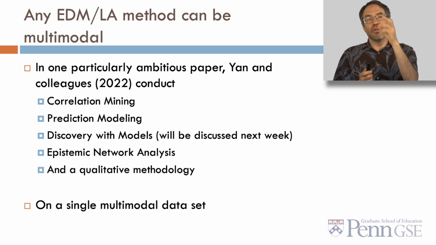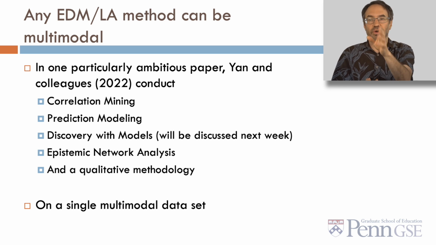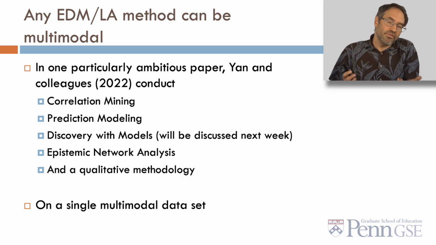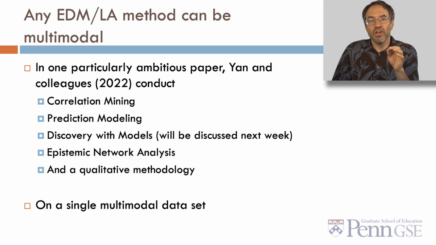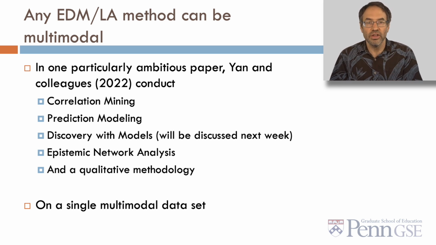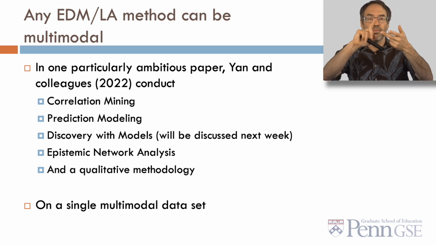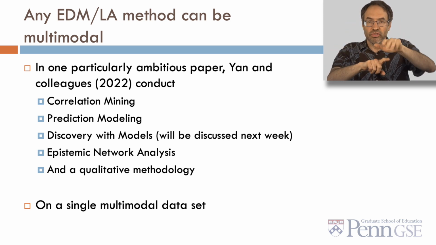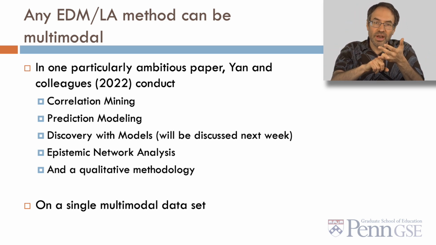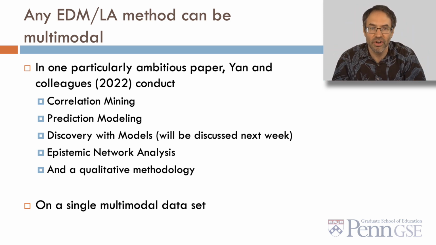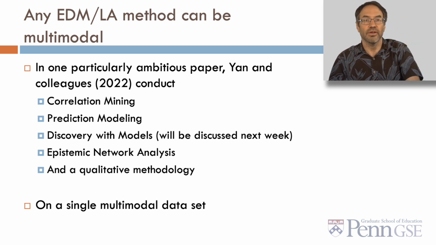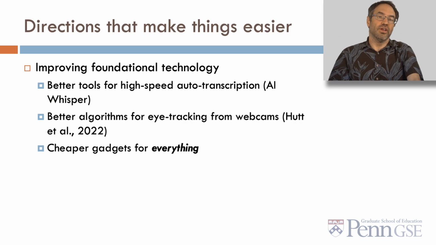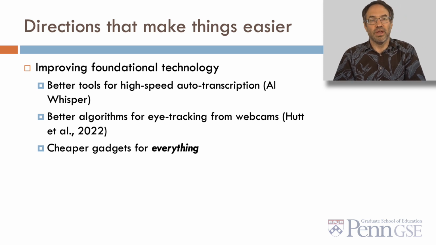It's worth noting that I've kind of focused on prediction modeling in my discussion here, but in fact, any EDM or LA method can be multimodal. In one particularly ambitious paper, Yan and colleagues conducted correlation mining, prediction modeling, discovery with models, I'll talk about that next week, epistemic network analysis, and a qualitative methodology on a single multimodal dataset. I get tired just thinking about it. Given how exhausting it is, how do we make this a little less painful?